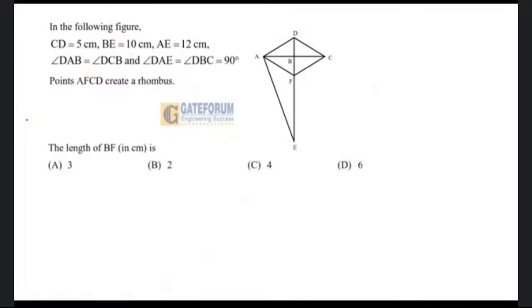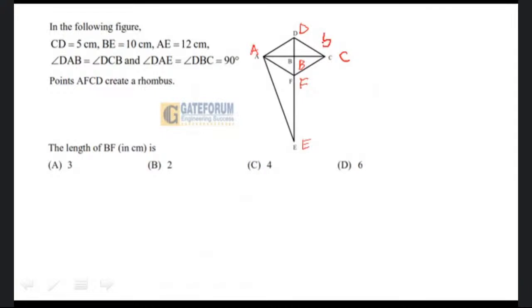In the following figure, CD, okay, this is C. This is D. This is A. This is, I think, B. AFCD creates the rhombus, so this must be F. BE, so I presume this must be E. Yes. Okay.